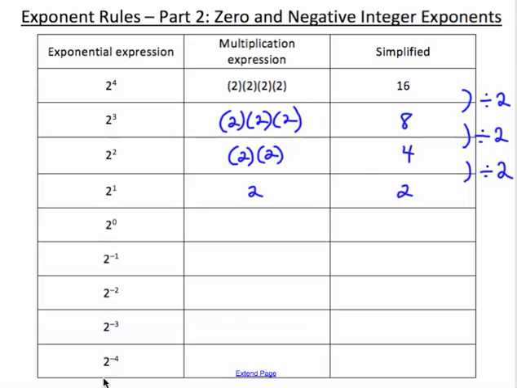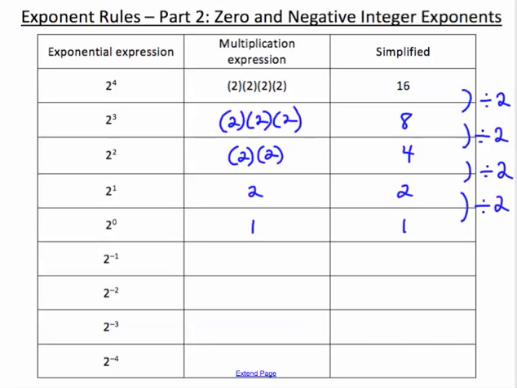If we do that, what we see is that as we go down one row, we are each time dividing by 2. 2 to the power of 3 means multiply 3 2's together, which gives us 8. Now, what happens when we get to 2 to the power of 0? Well, if we follow the same pattern, then 2 to the power of 0 must be equal to 1, because 2 divided by 2 is 1.